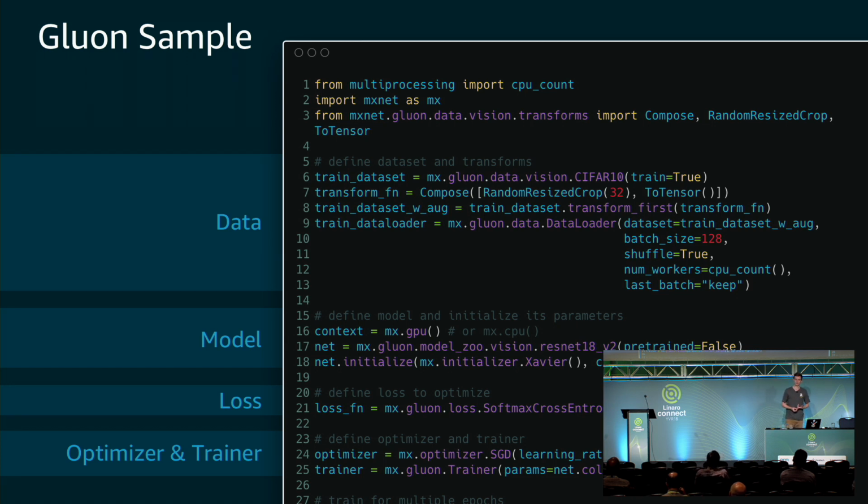Then we have the model definition. Here we're using a model from the Model Zoo of Gluon rather than ONNX. And then we want to define a loss because we want to optimize something. The way this optimization is done is handled by a trainer that's going to manage the parameters and work out how to do the optimizations.